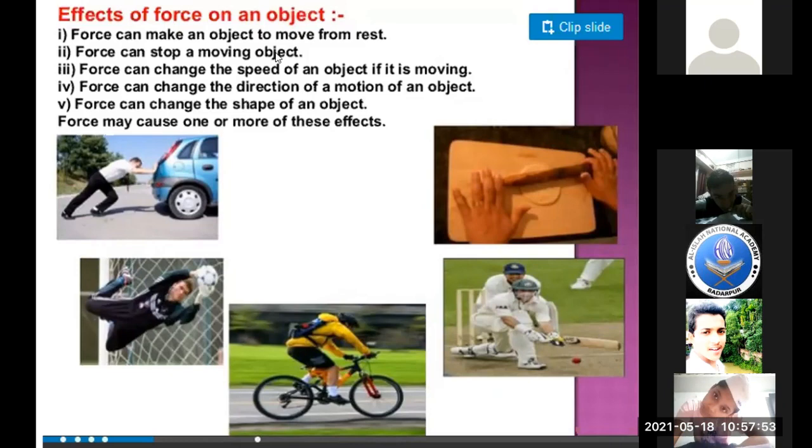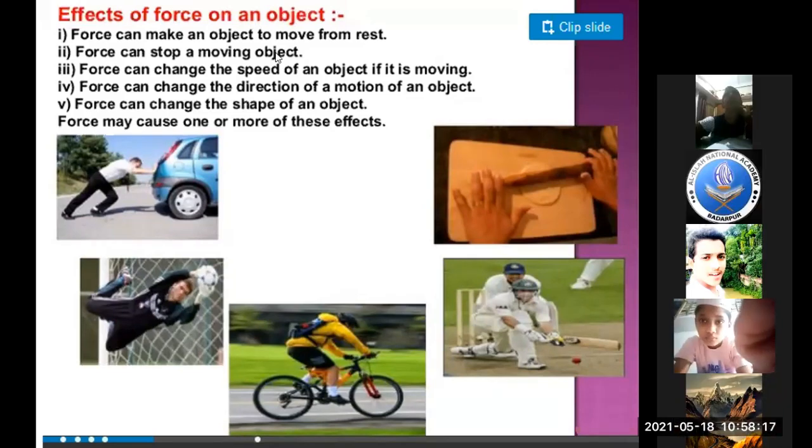Fifth point you can see on your screen, force can change the shape of an object. Suppose you have one volleyball, or one can, a Pepsi can, understood? So if we use our force on that can, that can's shape will change or not? Yes, sir.